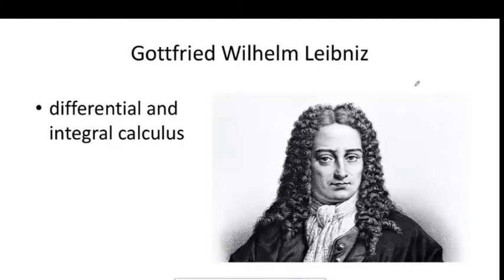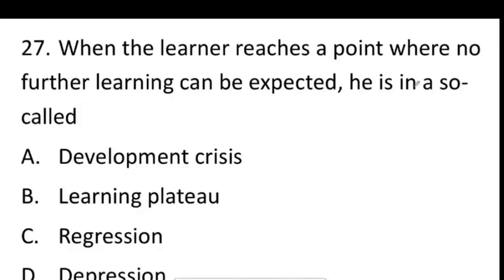Alright, we proceed to our next question, number 27. When the learner reaches a point where no further learning can be expected, he is in a so-called what? Is it development crisis, learning plateau, regression, or depression? A correct answer for this one would be learning plateau. It says here that he has reached a point where no further learning can be expected. He is no longer learning because he has already reached his learning plateau.